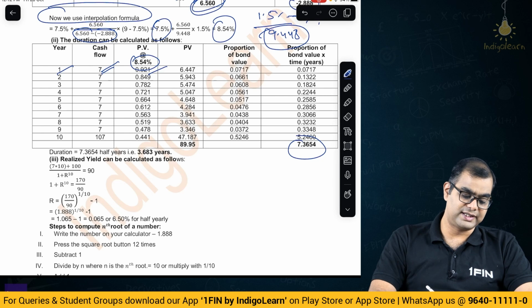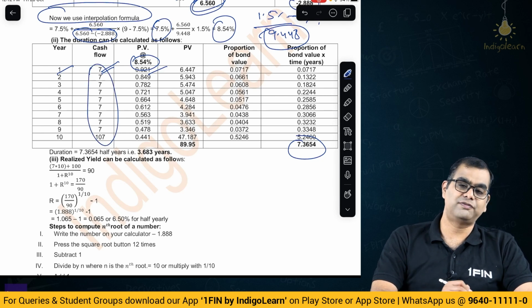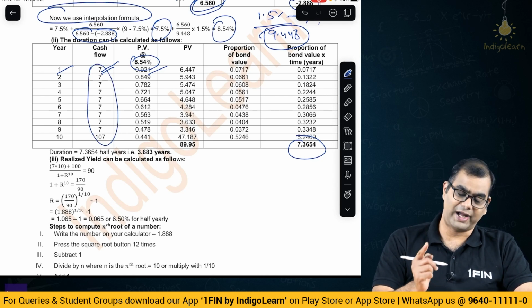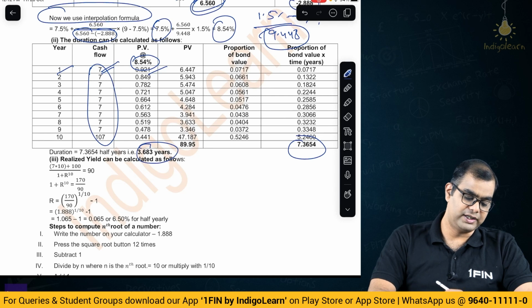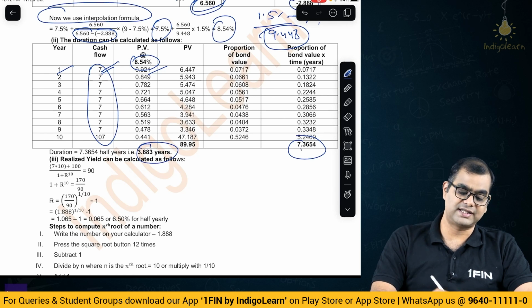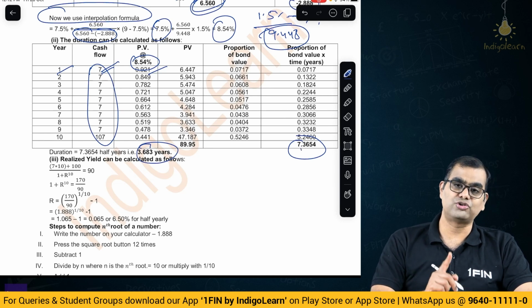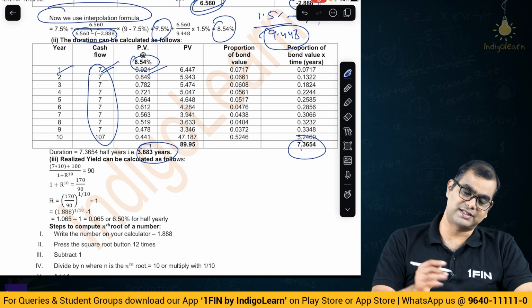But 7.36 is for 5 years of payments, which are 10 payments. So the actual duration of the bond is 3.683 years. It is not 7 years, it is 3 years. This you should not forget. If you forget this in the exam, marks are gone.